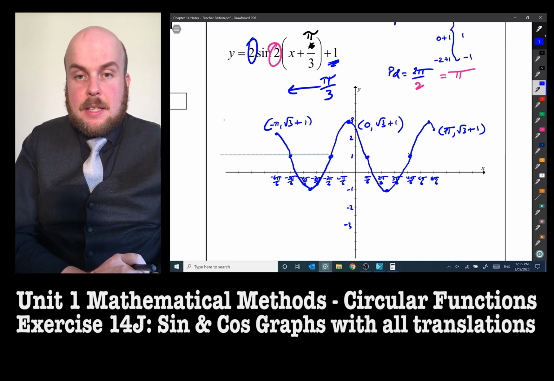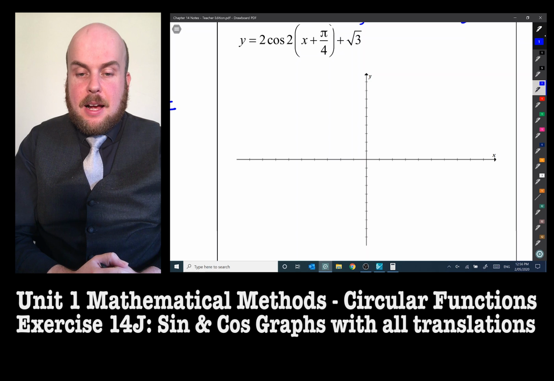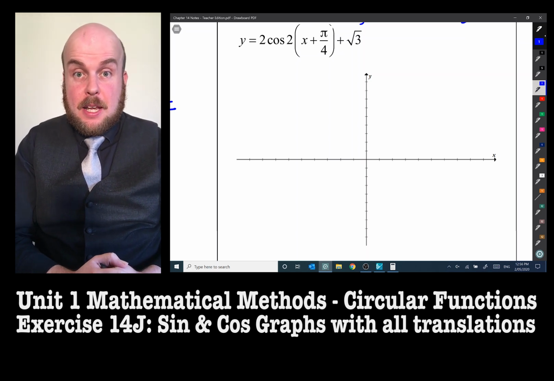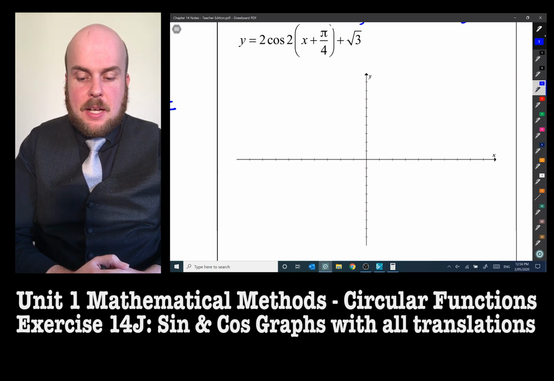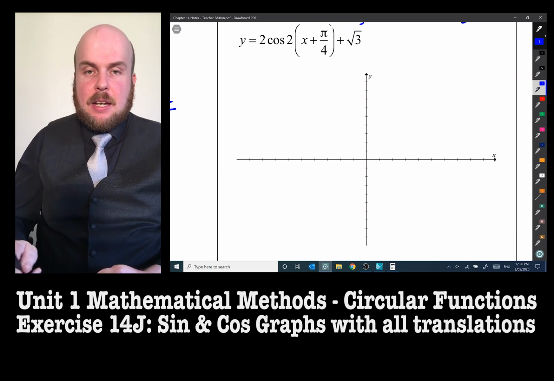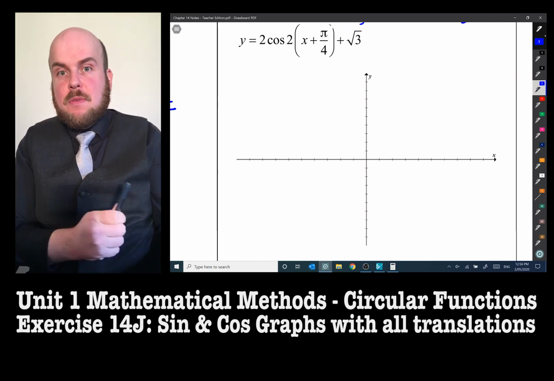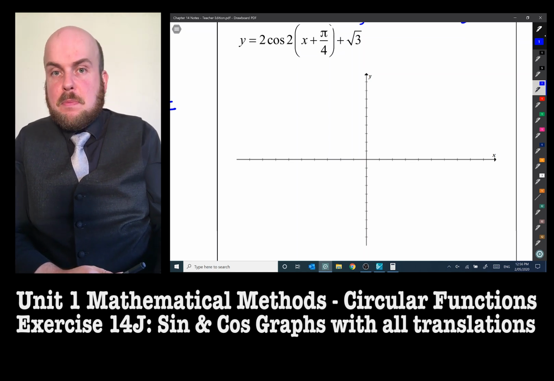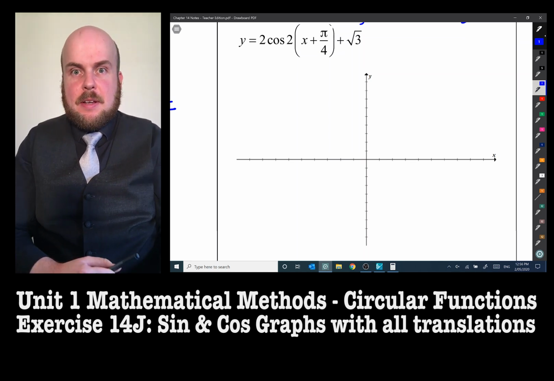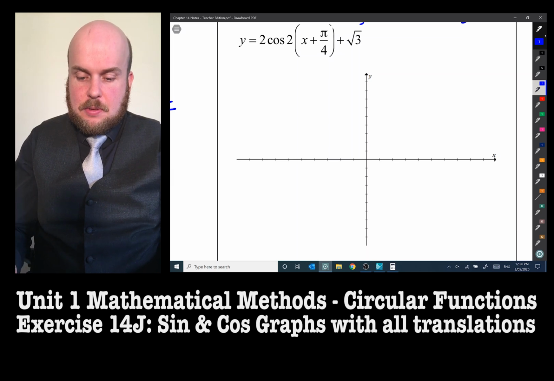So yes, these ones are a bit tricky. I'm going to get you to have a go at this one now, and I'll see if you get to the same answer that I do. I'm going to be moving this in fast forward motion. So pause the video. Why don't you have a go at this, and I'll give the answers very shortly.